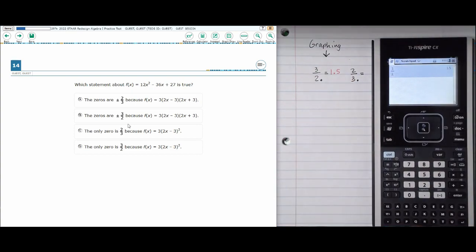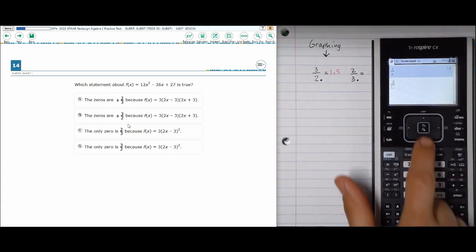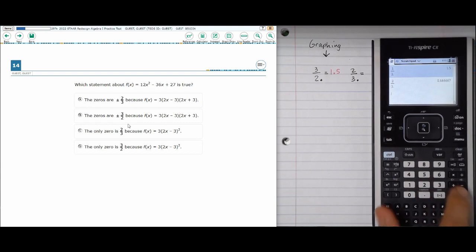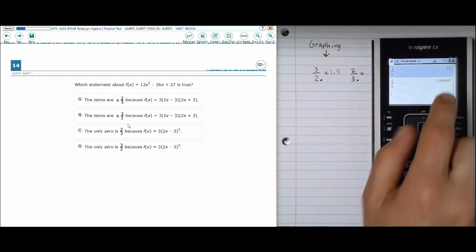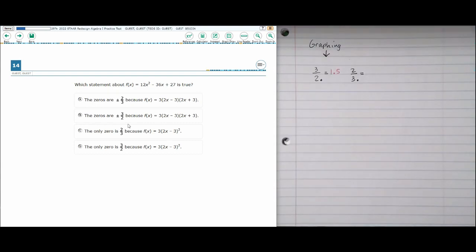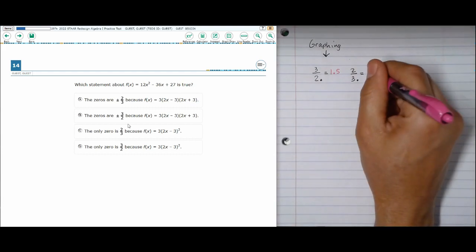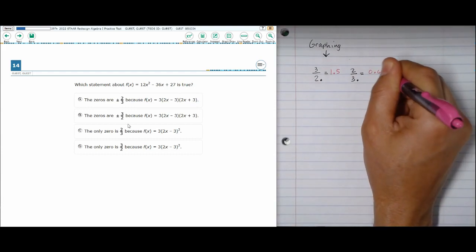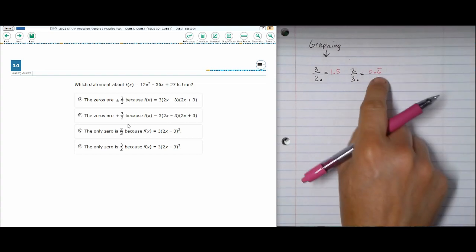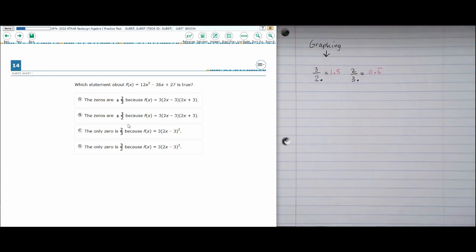And then we have 2 over 3. So Control Divide, 2 over 3. And that's going to give me 0.6 repeating. So that's going to be my second option. So I'm going to write 0.6 repeating. And that just means the 6 goes on forever.